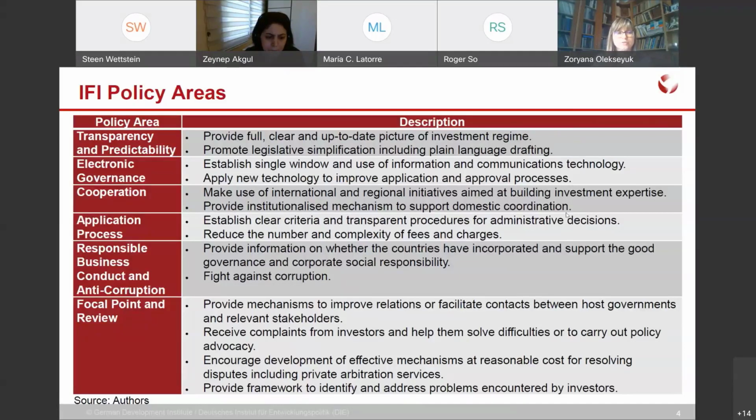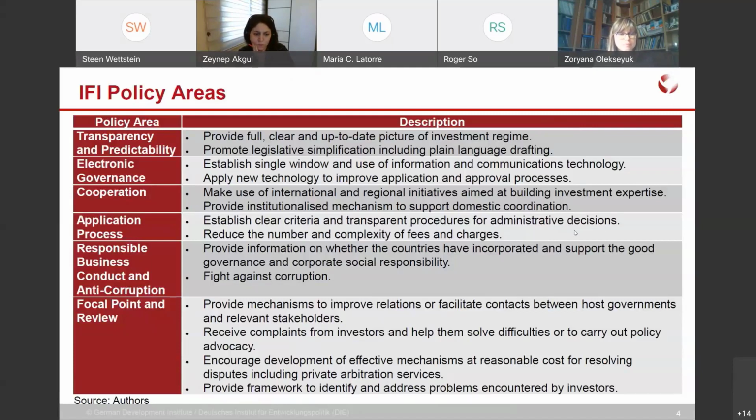Then we have measures regarding the application process, going through different criteria to transparent procedures and streamlining procedures to reduce the complexity of fees and charges and so on and so forth.